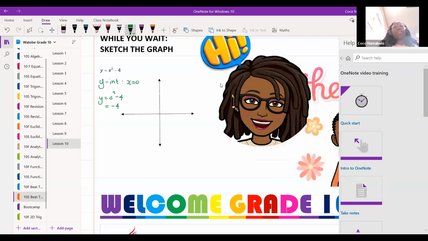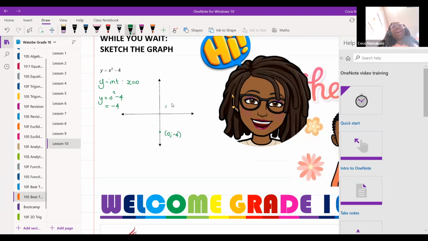So my graph is going to go straight through the point 0 and -4. But what do I know about this point 0 and -4? It's also the what? Does anybody know what it also is? Yes, it's also the turning point.